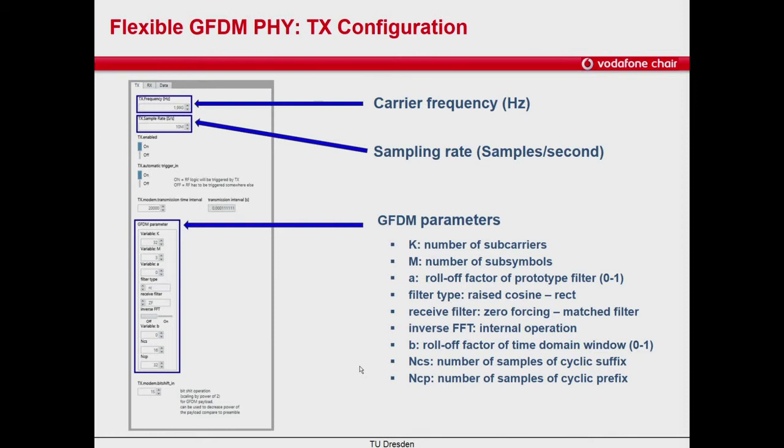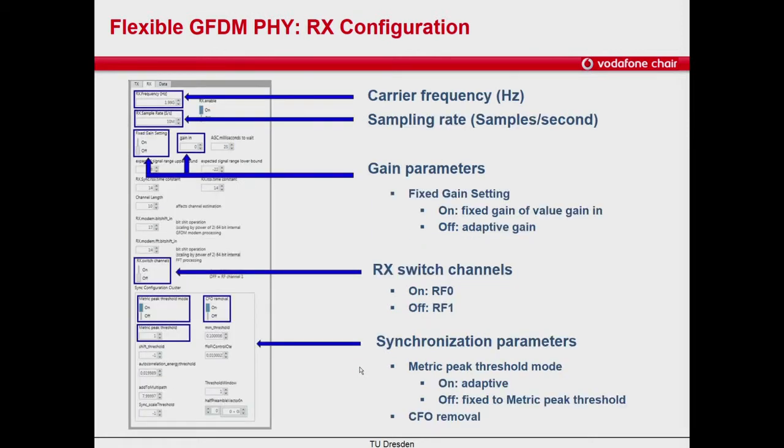Let's continue with the RF step. Here we also need to select the received carrier frequency, in our case 1.9 GHz. The sampling rate will be set to 10 MHz. And now we can find some gain-related parameters.